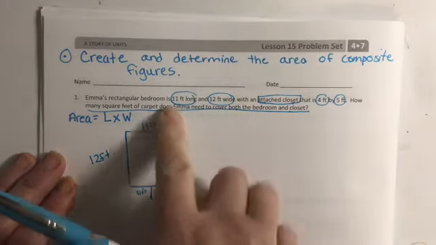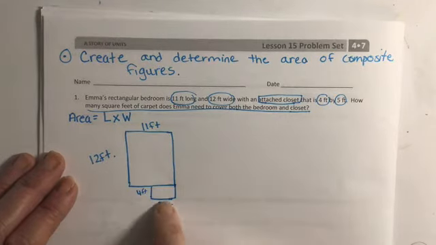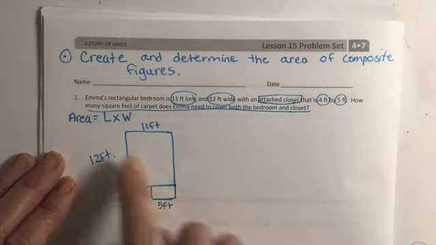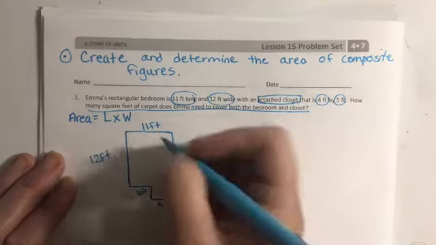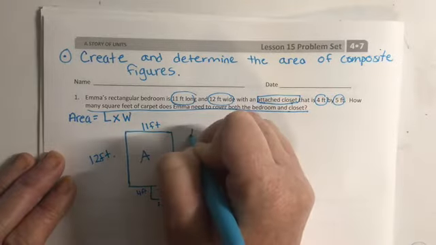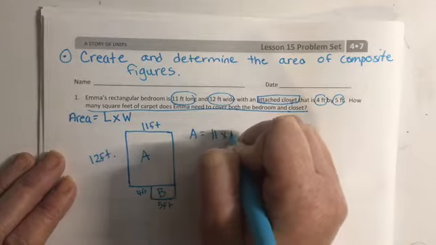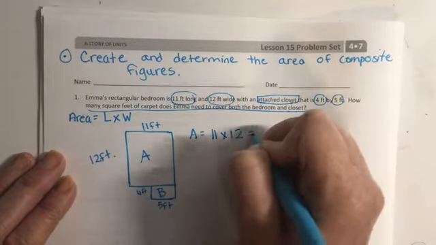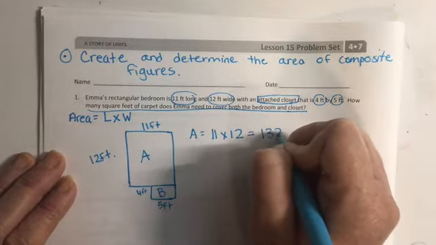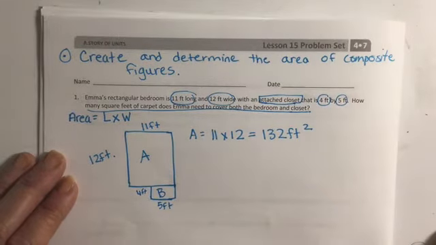All right, to figure out how much carpeting she needs, we need to find the area of this rectangle, we need to find the area of this rectangle, and we need to add those together. So area is length times width. So let's find, we're gonna label this A and this B. So A equals, we're gonna multiply 11 times 12. Most of you should know that from reflex. It's 132, and we're gonna label that feet squared. Remember, when we find area, it's labeled in square units.